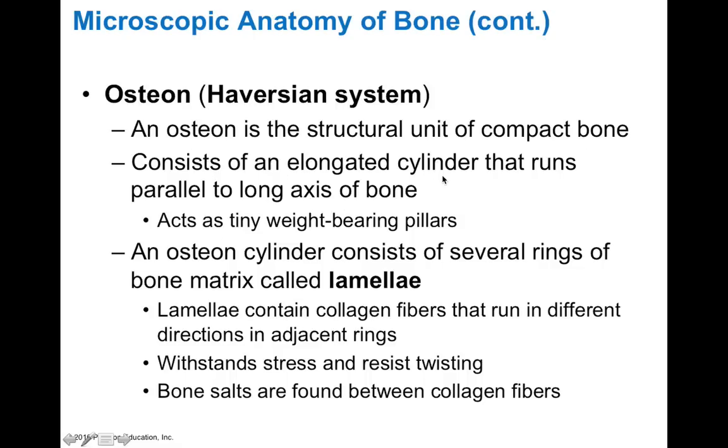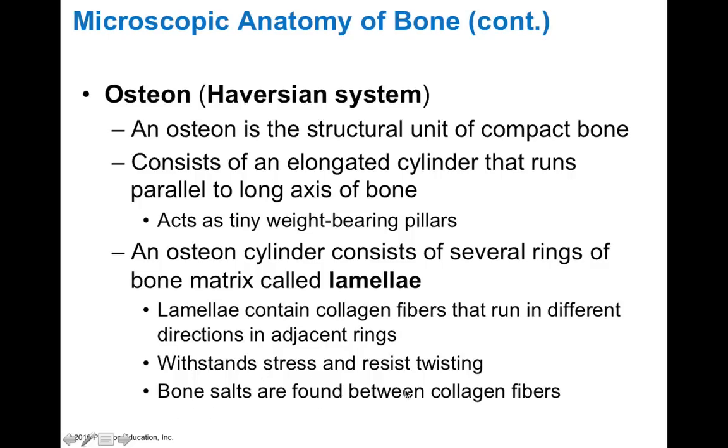It consists of an elongated cylinder, and they have concentric circles that interlock. These are made of lamella, and lamella are basically the interlocking rings of bone that form an osteon. Now, the lamella contain collagen fibers that run in different directions. This helps the osteons to withstand stress and resist twisting, and this eventually makes bone stronger than steel in terms of tensile strength.